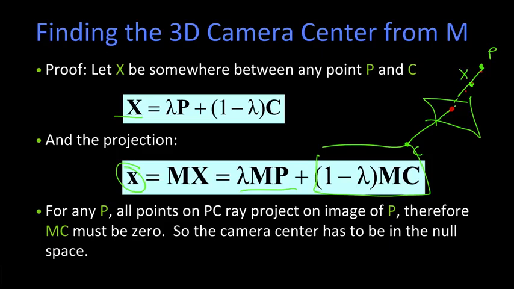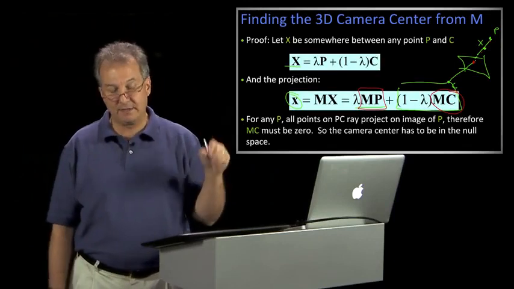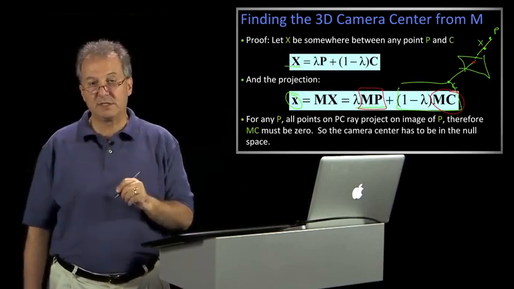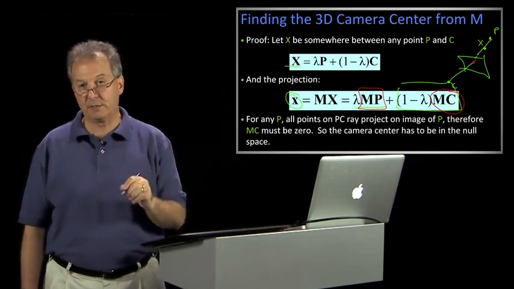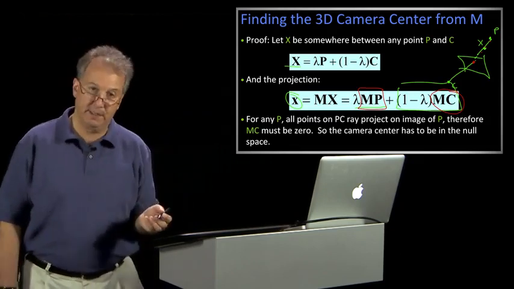Well, if this equation has to be true no matter what lambda is, and it has to land at Mp, because lambda might be 1, that means that this value, Mc, has to be equal to 0. So if c is the center, Mc equals 0. And that's why I said before that the center C can just be found by finding the null space of the projection matrix M. That wasn't too painful.